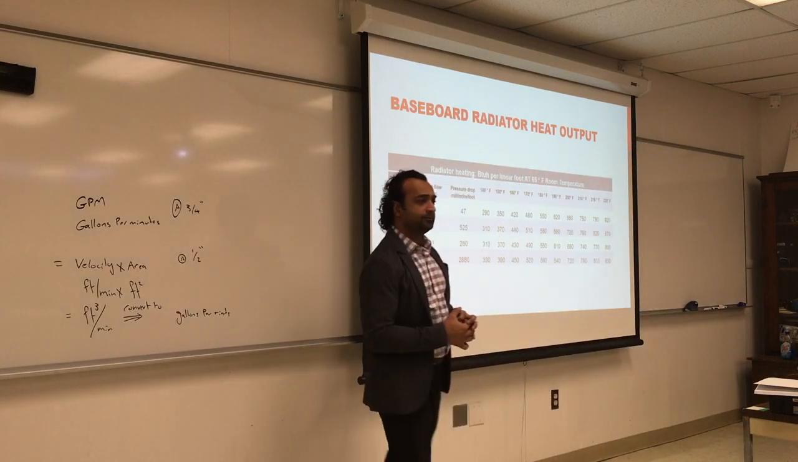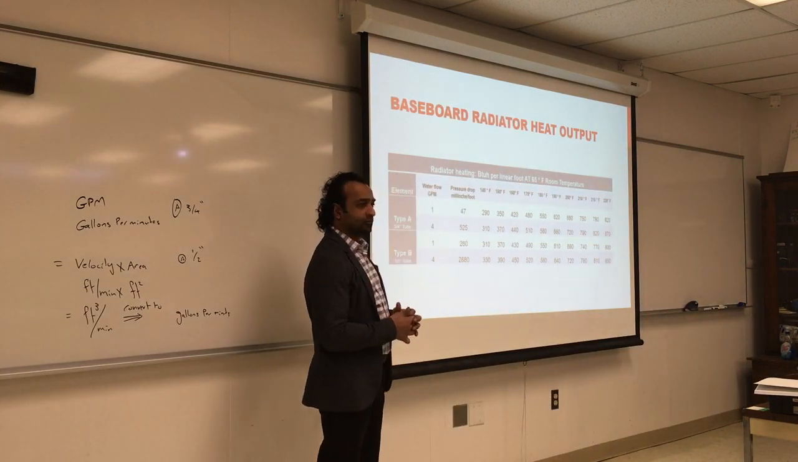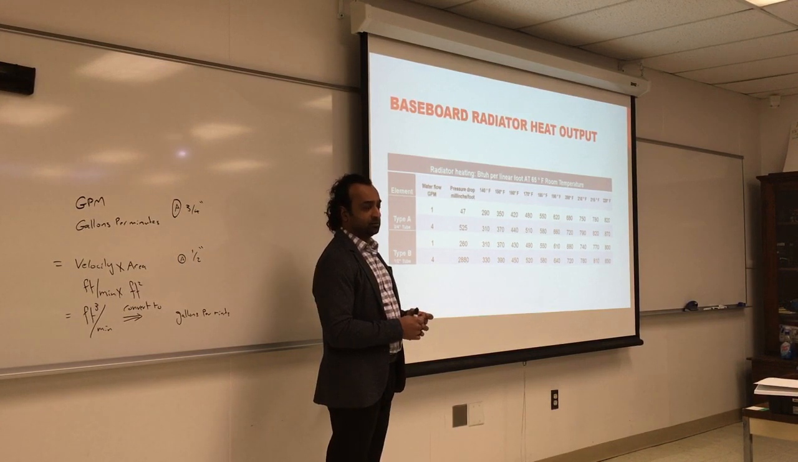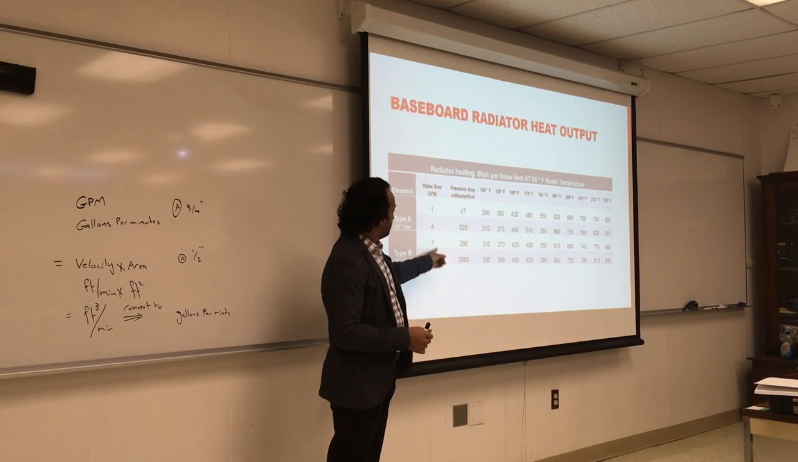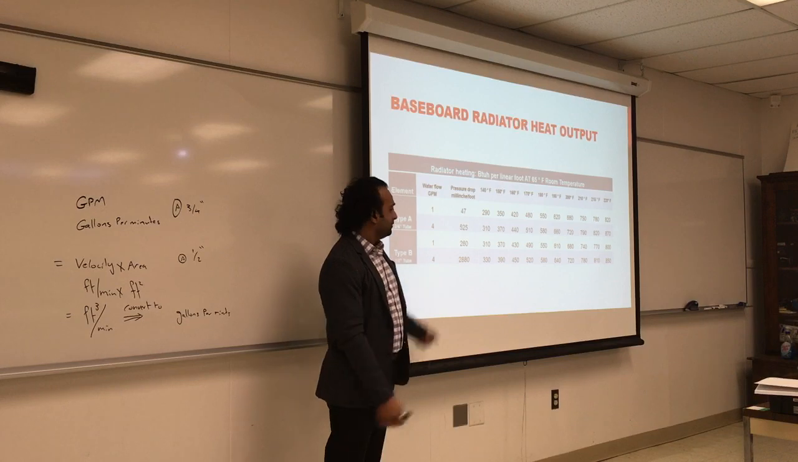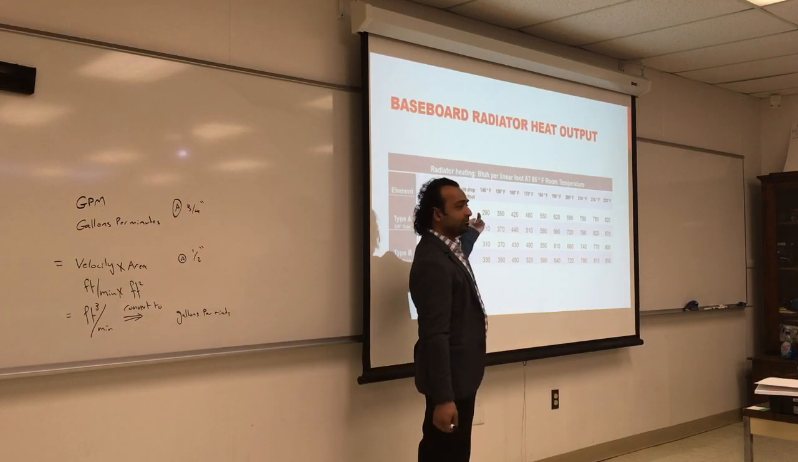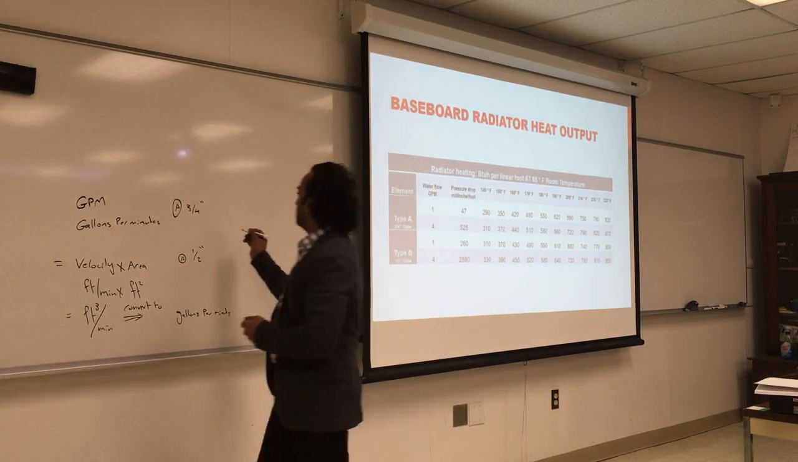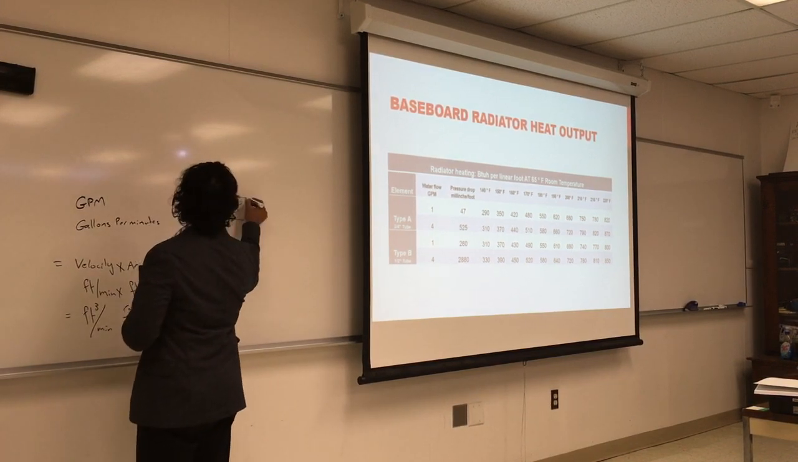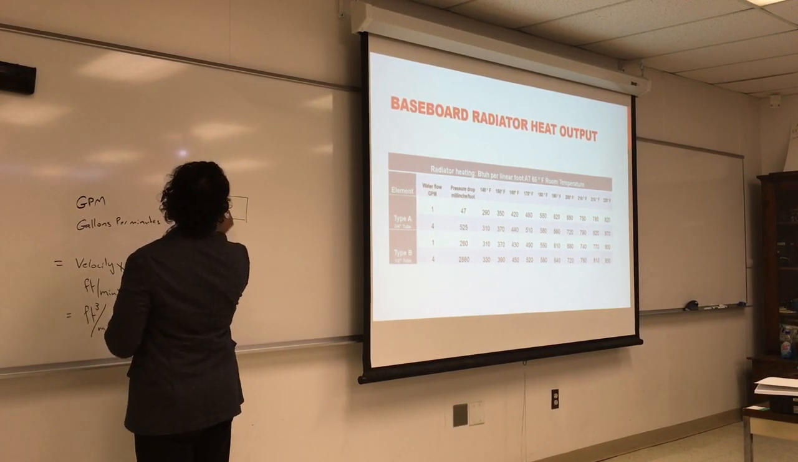For type A, between 1 and 4, it means like 1 gallon per minute or 4 gallons per minute, correct? Yes. And this is the same thing. 1 gallon per minute, 4 gallons per minute, and this is the pressure drop for each pipe. So if we go with this pipe over here, I'm going to lose pressure.